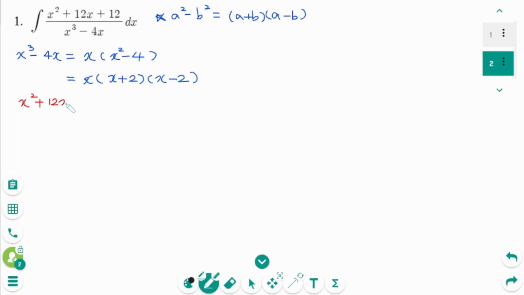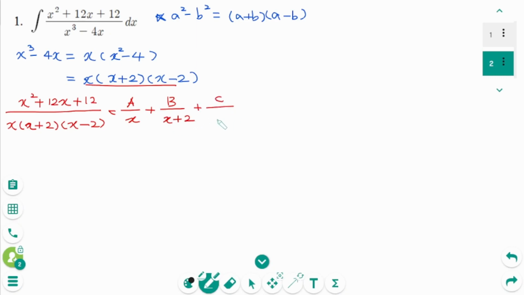(x squared plus 12x plus 12) over the denominator x times (x plus 2) times (x minus 2) equals a over x plus b over (x plus 2) plus c over (x minus 2). To determine the values of a, b, and c, multiply by the least common denominator, which is x times (x plus 2) times (x minus 2), on each side.